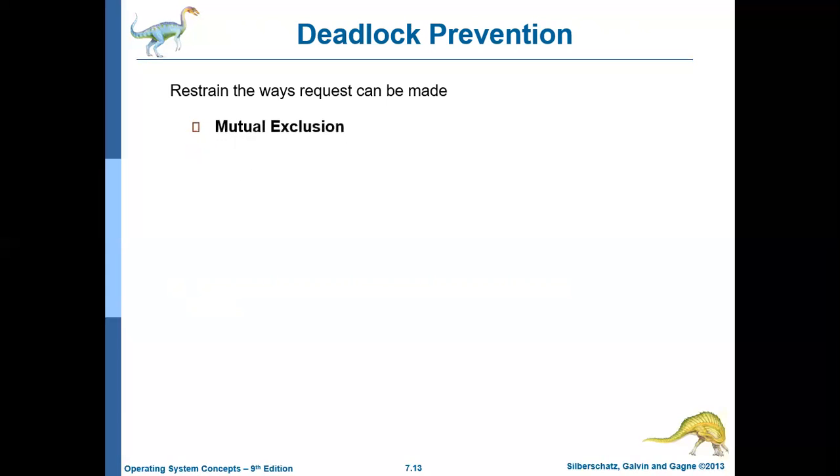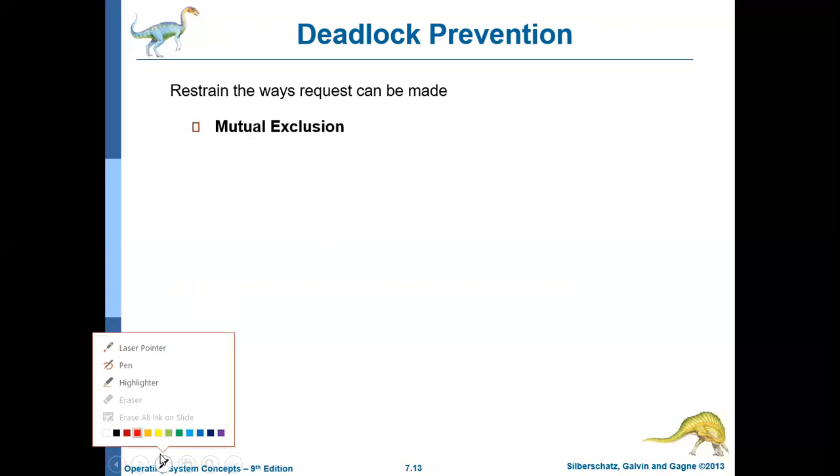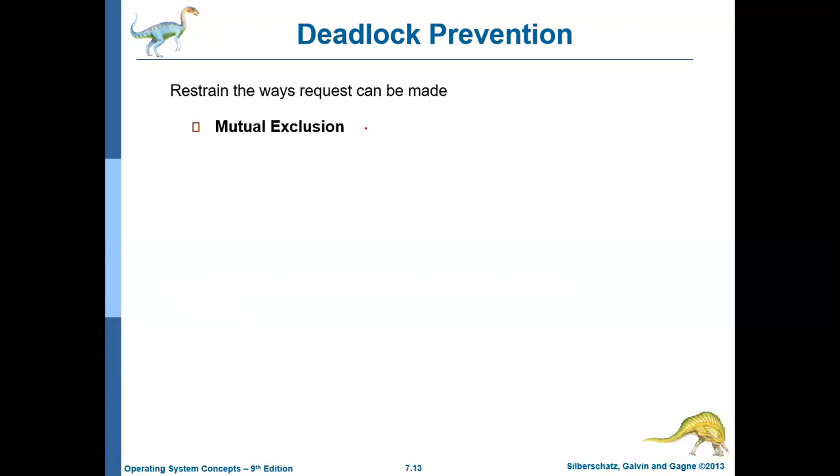The first is mutual exclusion. How can we avoid mutual exclusion? Under which situation can you say that the process need not enter mutual exclusion? The question of mutual exclusion comes with a shared resource.